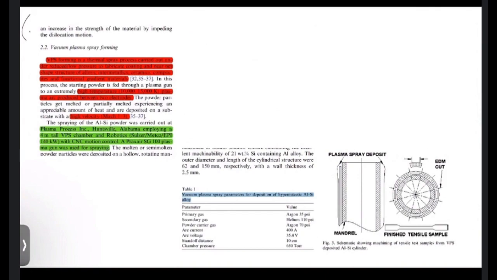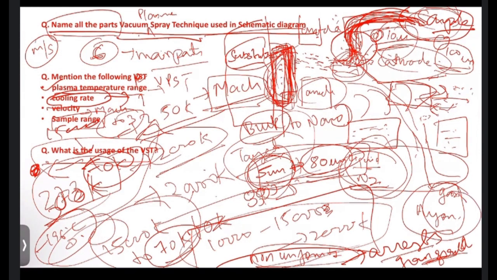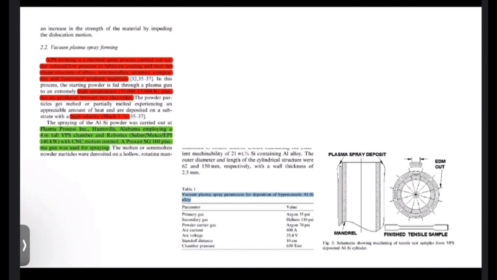Now, what they have done, they have taken their sample. Now they have to perform their technique. So what is the paper saying? The paper is saying VPS forming is a thermal spray process carried out under reduced or low pressure, because it is carried out in vacuum. I told you it is carried out in vacuum and argon gas is flushed. So it is reciting the same thing. Reduced or low pressure to fabricate coatings and near net shaped structures of alloy, intermetallic, ceramics, composition, functional gradient material. This is a definition.